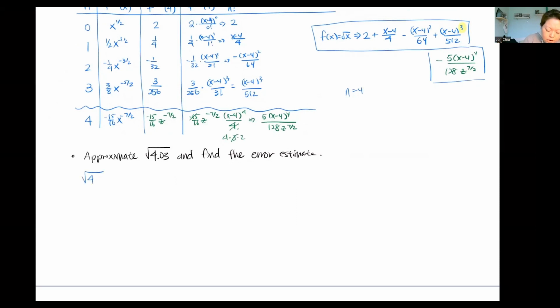So root 4.03 is equal to 2 plus, all right, looking at my polynomial up here, at x minus 4, I am going to plug that in. So 4.03 minus 4 is 0.03 over 4, minus 0.03 squared over 64, plus 0.03 cubed over 512, right? And you plug it into your calculator.